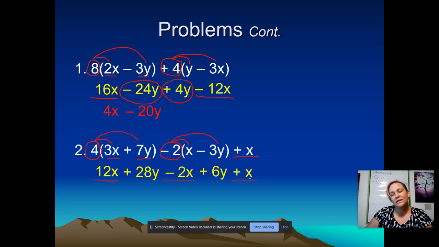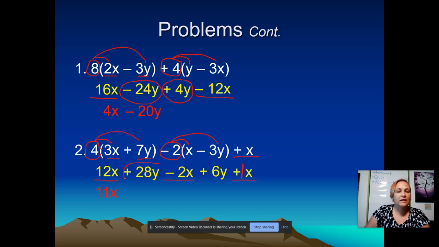And then this x at the end here, it doesn't have a coefficient, but it has an invisible 1. So if you ever have a variable that does not have a number in front of it, that means it's going to have a 1 in front of it. So again, starting at the beginning, 12 minus 2 is 10. 10 plus an invisible 1 is 11. So I have 11 x's.